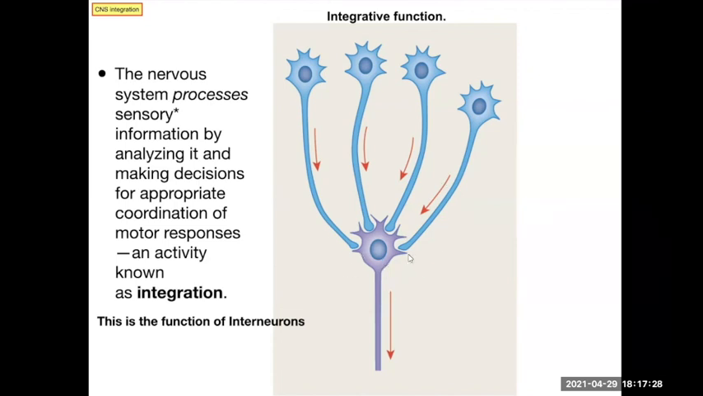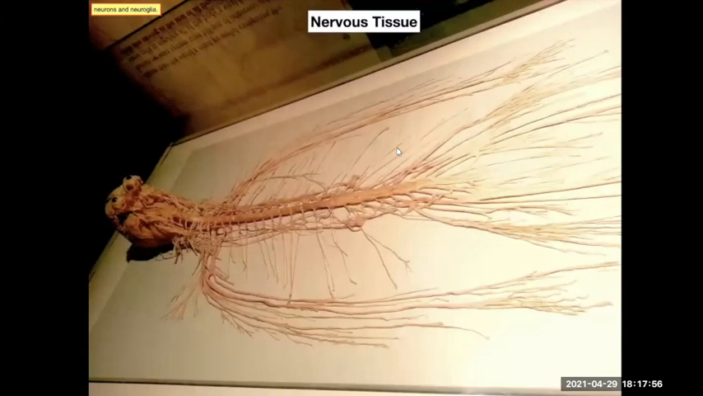So based on all the information in your memory or what else is going on at the time, it influences whether this guy fires, right? And this is the function of that type of neuron we're going to call an interneuron, right? That's kind of an example of this integrative function. So let's talk about those neurons and stuff like that.